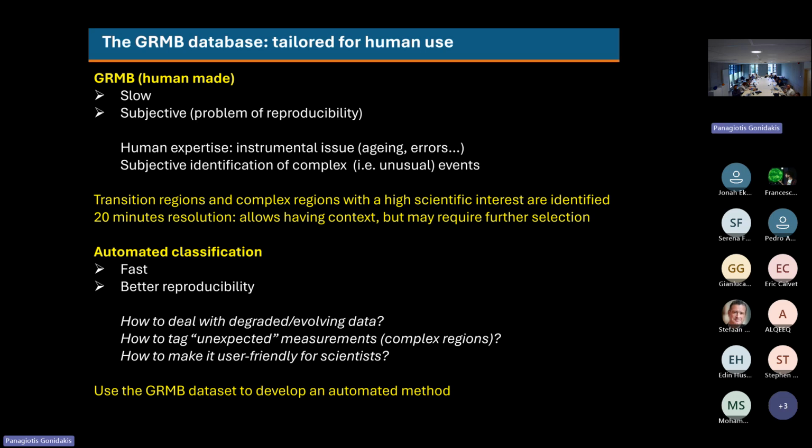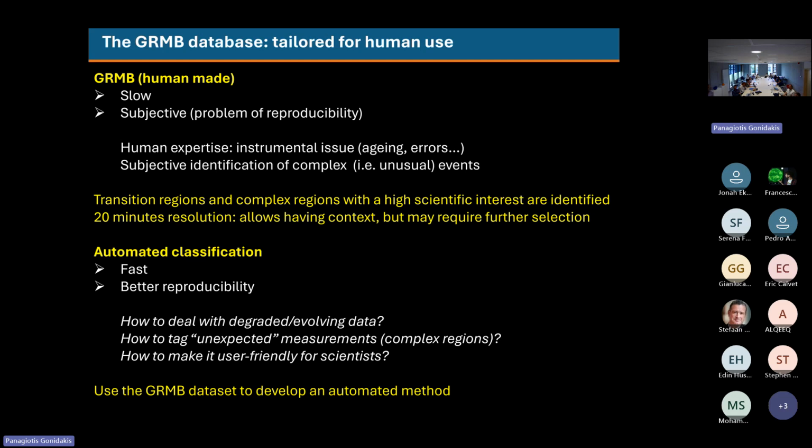But then there are some challenges to make automated classification. So how do you deal with degraded or evolving data? When it's a human looking at data, you can see, for instance, the ion detector is less and less efficient and get used to that. How can you identify something that you don't know with an automatic method? Something that is different or special, that can be challenging. And how to make this classification user-friendly for scientists?